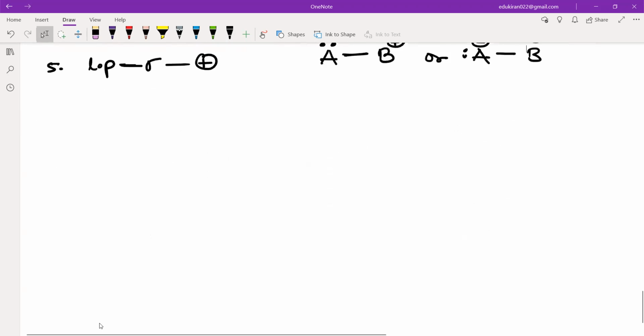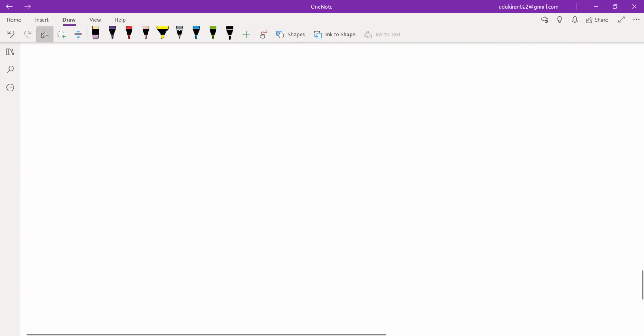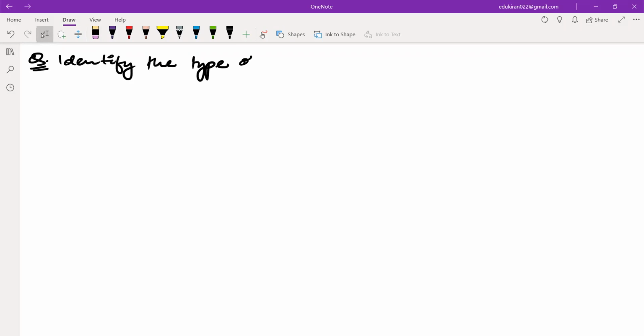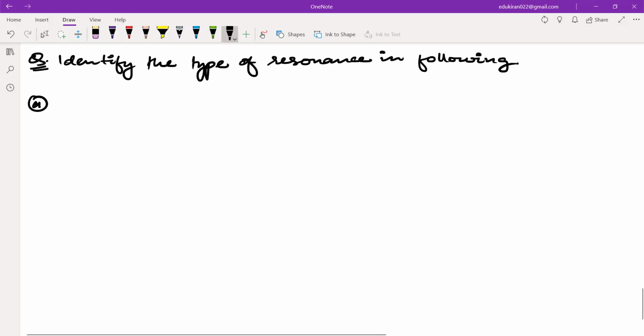Now what I will do: identify the type of resonance in the following. For example, let me show you. What is this type of resonance? This is what you have: pi bond, sigma bond, then again pi. This is pi sigma pi resonance.